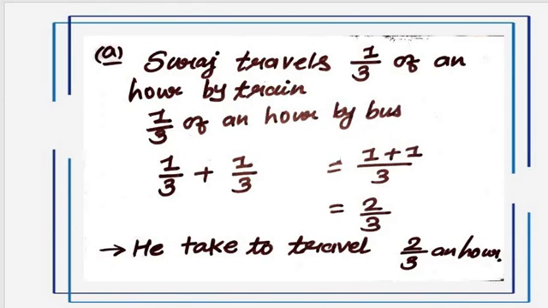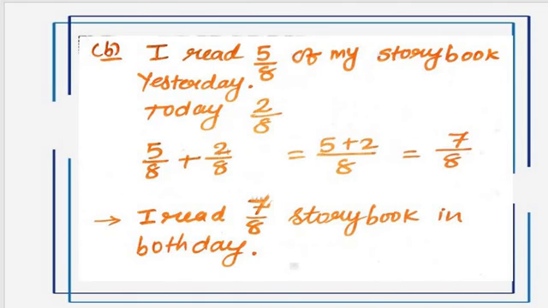Now we move on further, to question number B. So what is question number B, my dear students? I read 5 upon 8 of my storybook yesterday, and today I read 2 upon 8. So how much of my storybook have I read in all? It means we have to add. Got my point, my dear students?